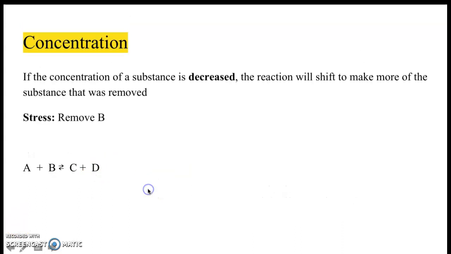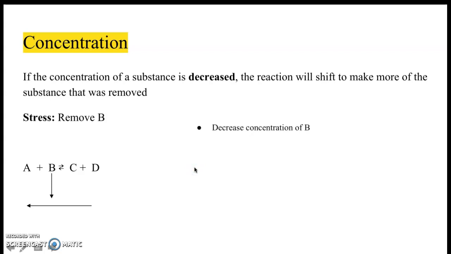Now with concentration, we can also decrease the amount of substance. So if the concentration of a substance is decreased, the reaction is going to shift to make more of that substance. We have to replace what's been removed. So for example, if we remove B, we're decreasing the concentration of B. We now have to replace what's been removed. Our equilibrium wants to stay at equilibrium. It's going to shift back to its original state or as close as it can get to it. So we're going to experience a left shift or favoring the reverse reaction in this case in order to replace B.